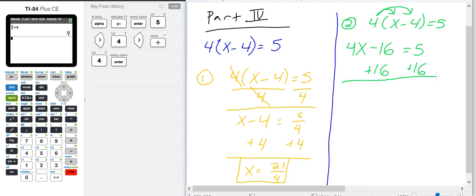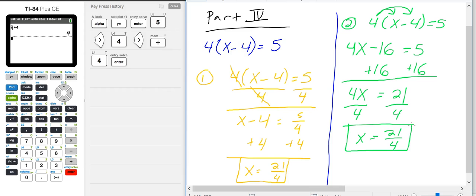Whatever you do to the left side, you have to do to the right side. 4x is equal to 16 plus 5 is 21. And divide by 4 to get the x alone. Divide by 4. X is equal to 21 over 4. We got the exact same answer no matter how we solve that equation.